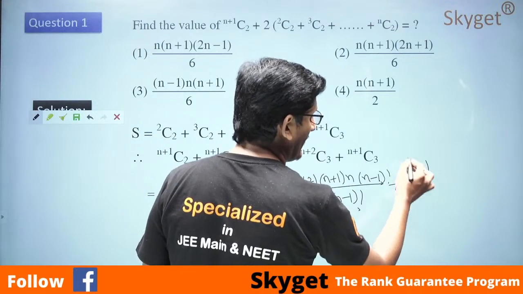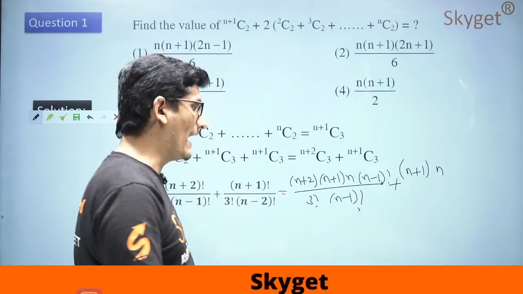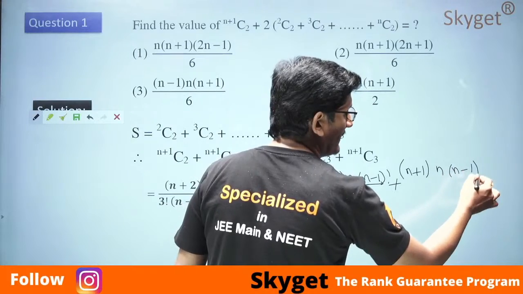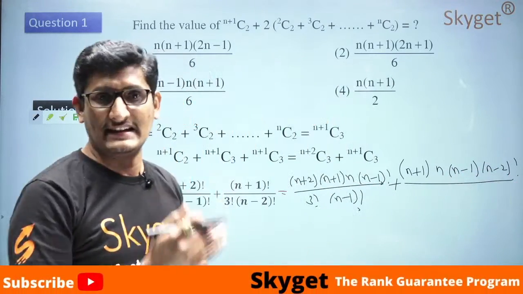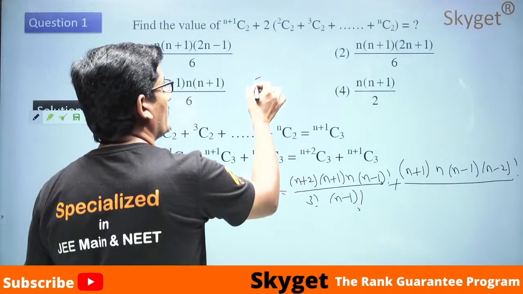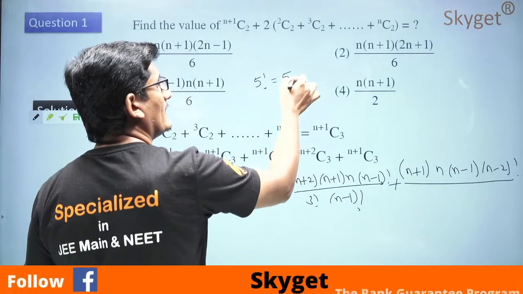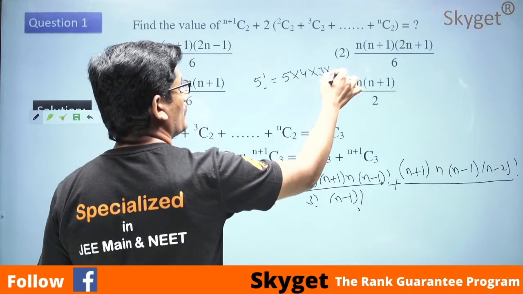So see how we can write here n plus 1. After that, write n, next to n minus 1, n minus 2 factorial. So how can we write it? In decreasing order. For example, if you write 5 factorial, this 5 factorial we can write as 5 into 4 into 3 into 2 into 1.